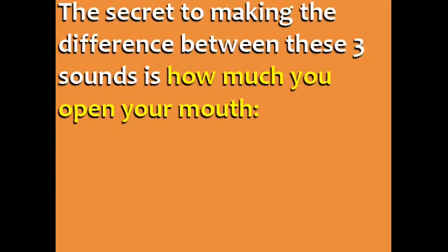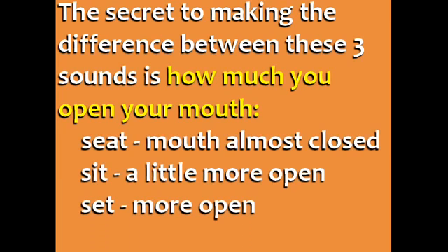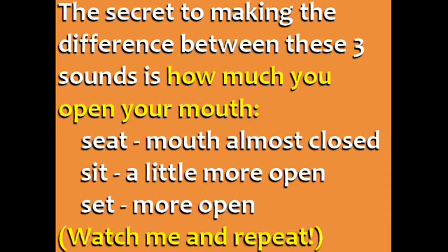The secret to making the difference between these three sounds is how much you open your mouth. For the E sound in seat, your mouth is almost closed. For the I sound in sit, your mouth is a little more open. And for the E sound in set, your mouth is even more open. Watch me, listen, and repeat.